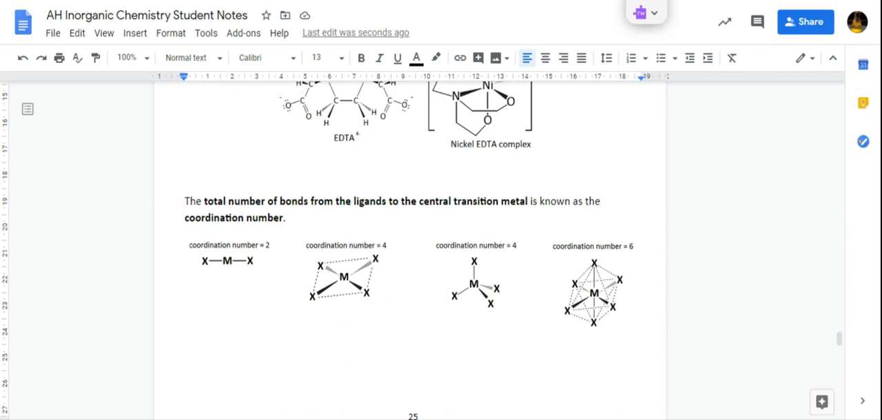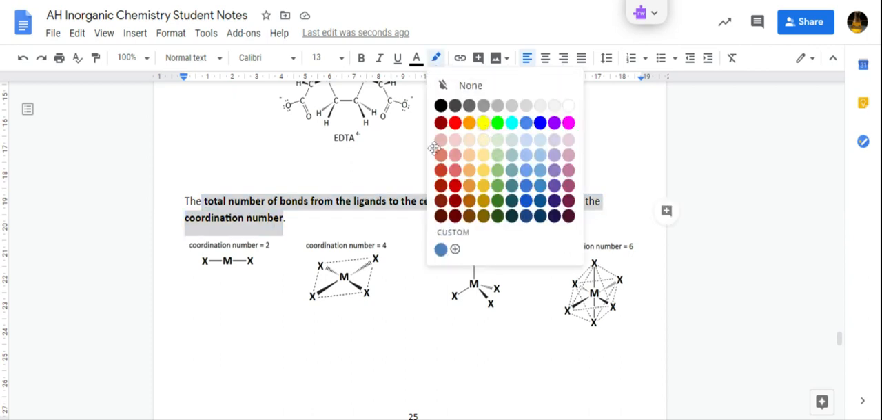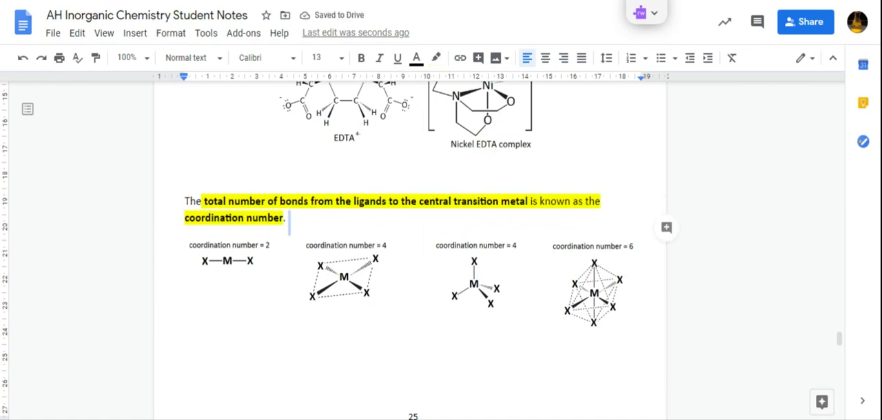The total number of bonds from the ligand to the central transition metal is known as the coordination number. Now, the coordination number is one of the easiest things in Advanced Higher Chemistry. If you can count, you can do coordination number. So here's the metal in the center. You can see that there are 2 bonds to it, so the coordination number is 2. In this example, metal in the center, 4 bonds, coordination number is 4. Here, again, it's a tetrahedral arrangement this time, metal in the center, 4 bonds, coordination number 4. And this final one, coordination number 6, because we have 6 bonds to the center.